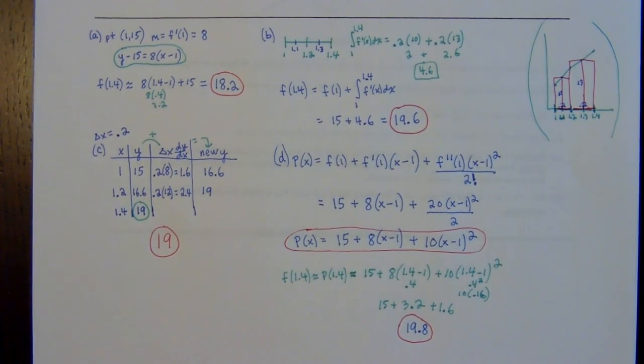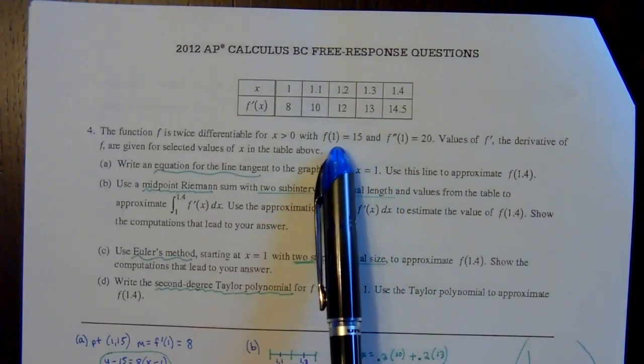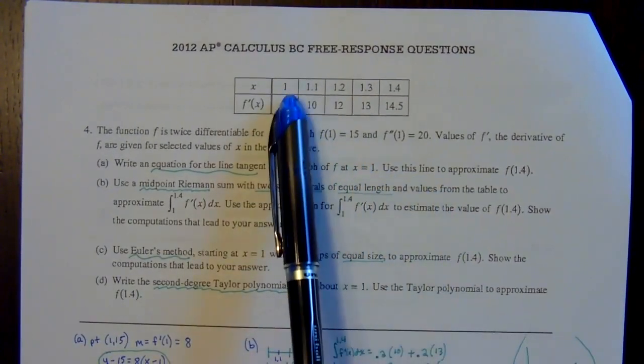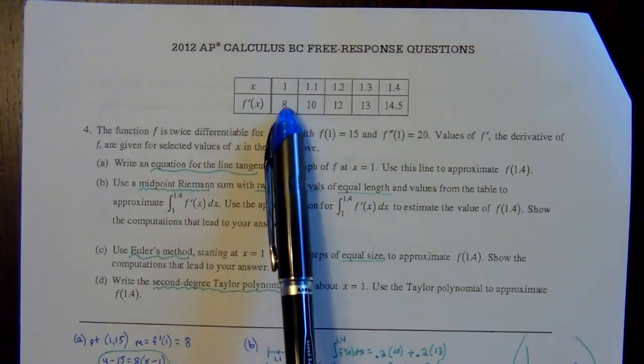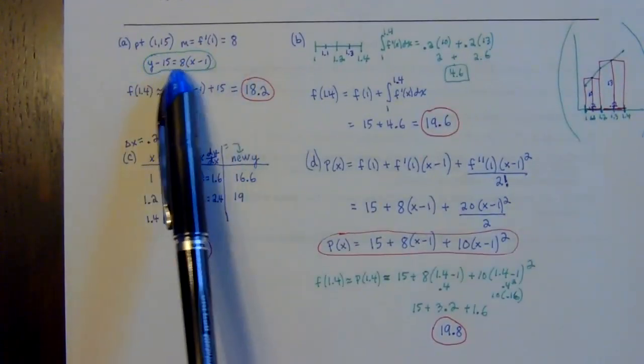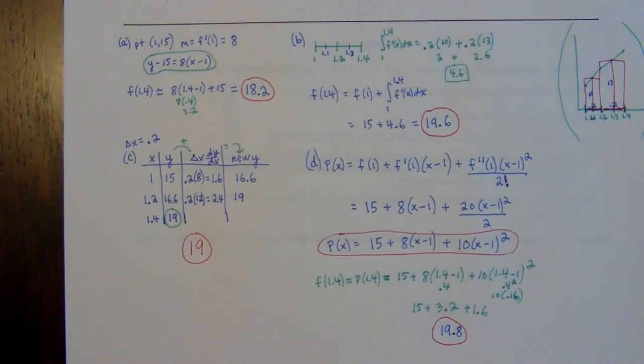But for part A, it says write the equation of the tangent line. So we know we need a point and the slope. And so it tells you x equals 1. So there's my point, (1, 15). And then the slope at x equals 1 is the derivative, which is equal to 8. So once you have your point and the slope, find the equation of the tangent line, do your point-slope form.